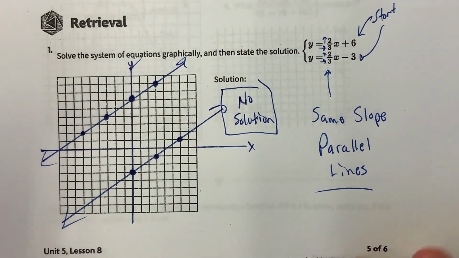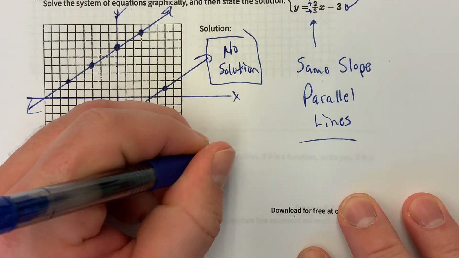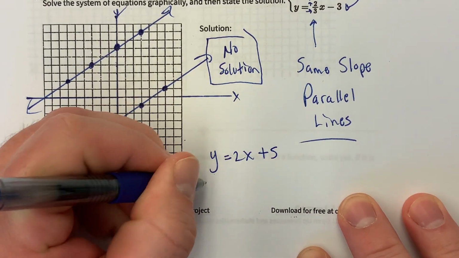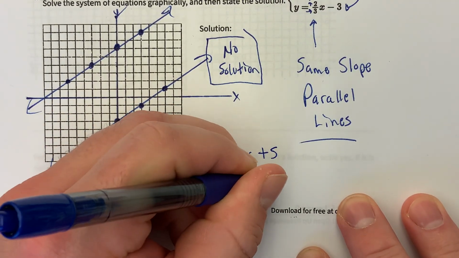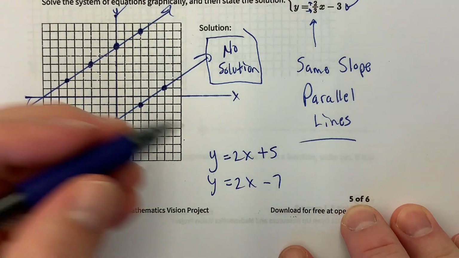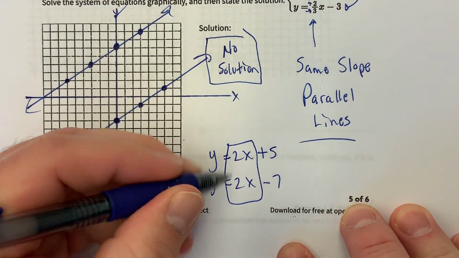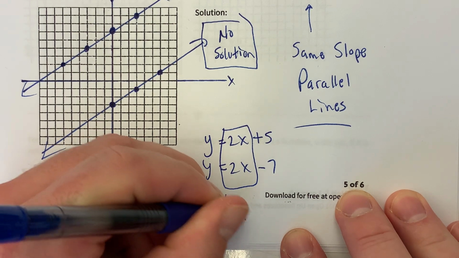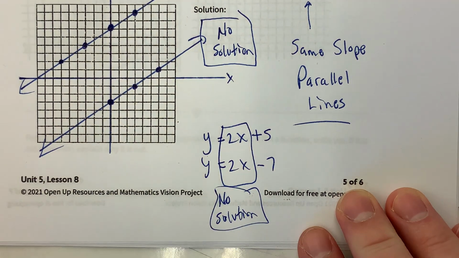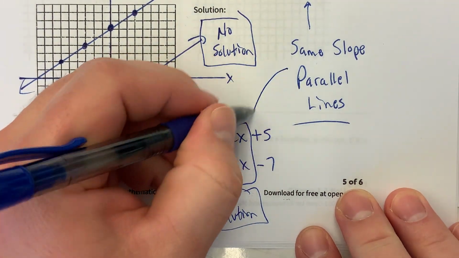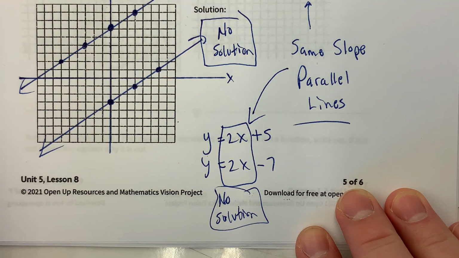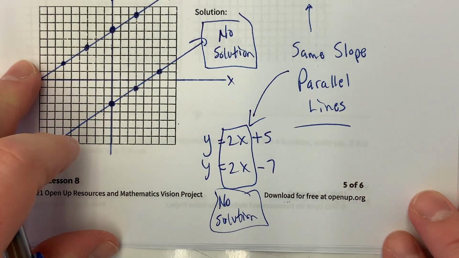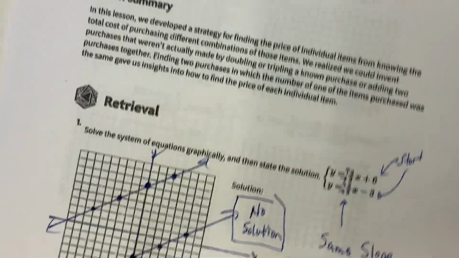So me personally, let's say I'm doing y equals 2x plus 5, and y equals 2x minus 7. I don't even graph it. I just look right here and go, oh, those are identical. So that's no solution. I don't even waste my time, because same slope is parallel lines. Okay. Good note. Next page.